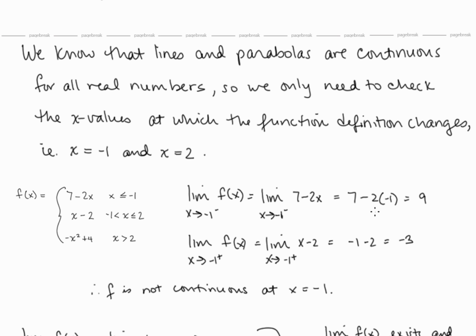And the limit as x goes to -1 from the right of f of x has x values that are all greater than -1, and so we're going to be using this function definition, x minus 2, because the x values are greater than -1. And so this is the limit as x goes to -1 from the right of x minus 2. We can just plug in here, and that's -3. We can see the left limit is not equal to the right limit, so the two-sided limit does not exist. And therefore f is not continuous at x equals -1.